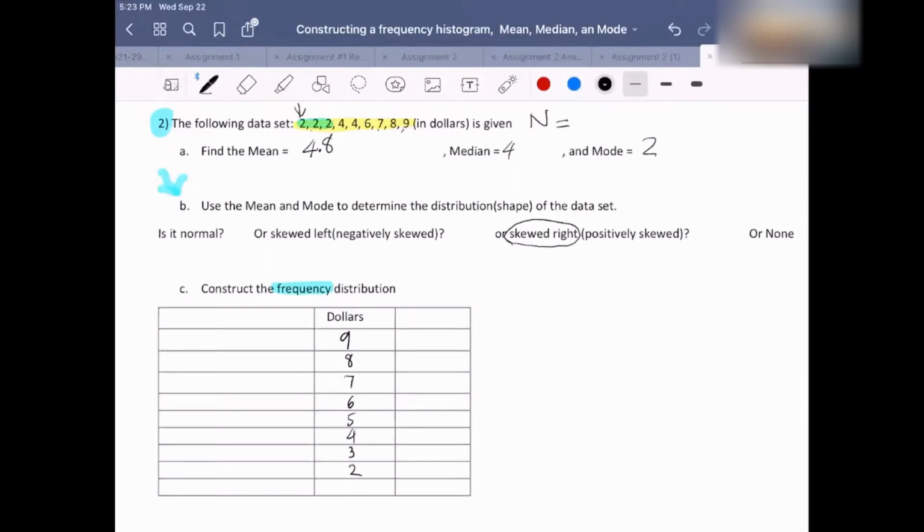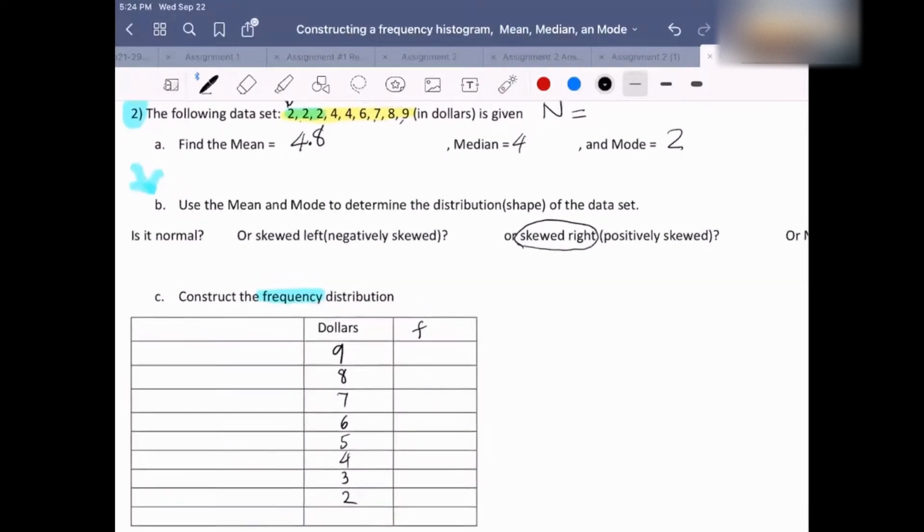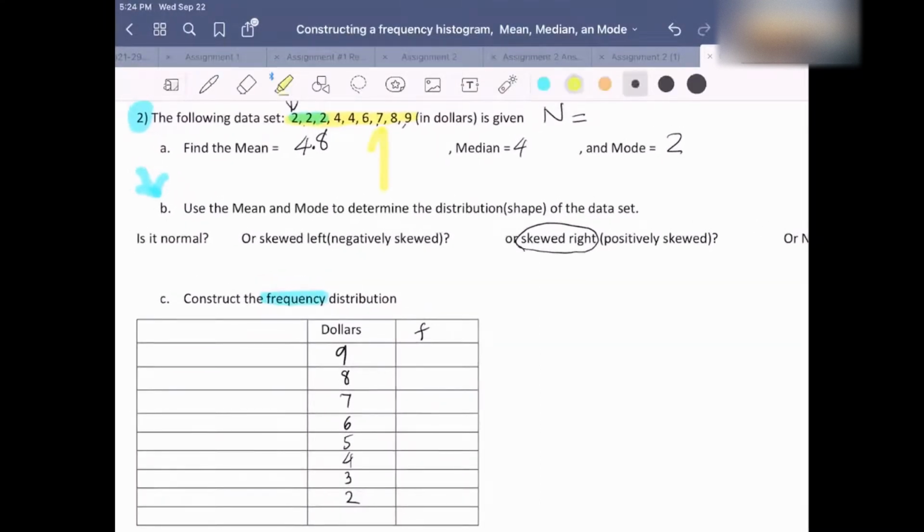So 2, 3, 4, 5, 6, 7, 8, 9. Okay. So we're good so far, right? Now you need to find the frequencies of those numbers. All right. So to do that, you also have to look at the list right here. Okay. You have to look at the list. All right. So I'm going to call on you guys out loud.